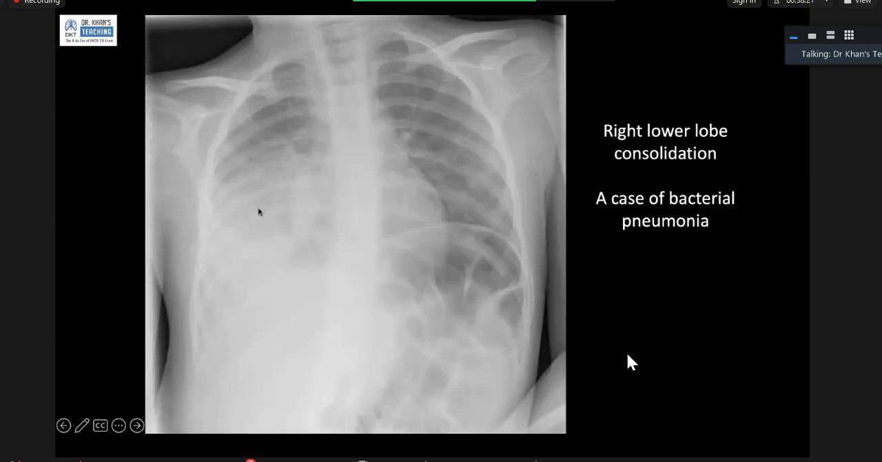And let's go to a few cases of consolidation. So this is consolidation, and this was a case of bacterial pneumonia. So you can see the alveolar pattern here. The clinical context is important here. The patient presented with acute onset fever, cough, hemoptysis, chest pain, and all the typical signs. And then you see this pattern, then we know it is because of an infection, right?